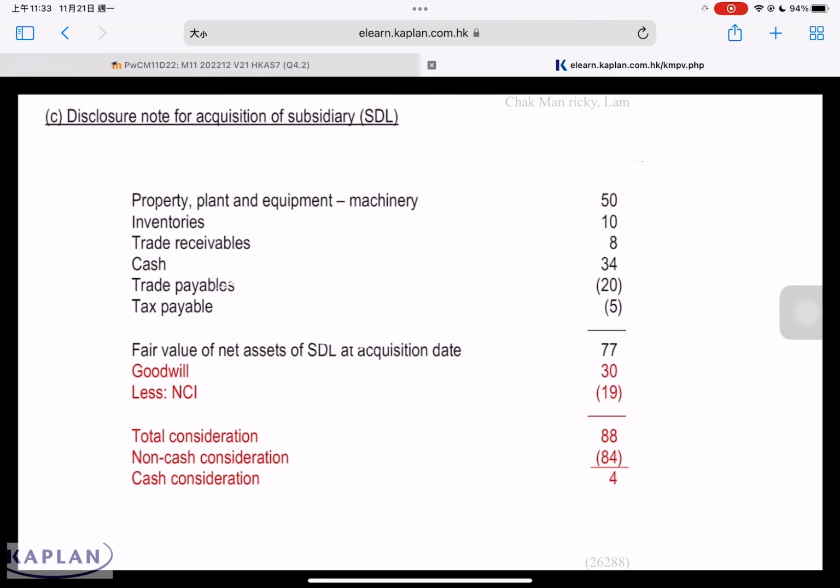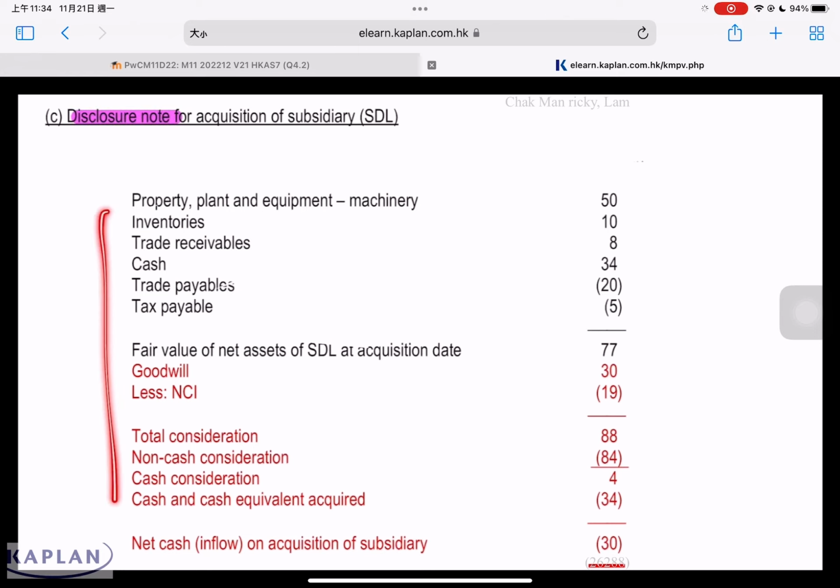Thereafter, we have to consider the cash and cash equivalent acquired as part of the acquisition. This amount is 34 and put it here. The balance is equals to 30. This 30 represents the net cash inflow on acquisitions of subsidiary. If the question asks you to prepare disclosure notes, this is what you need to do. Basically, this is a rearrangement on calculating the goodwill.